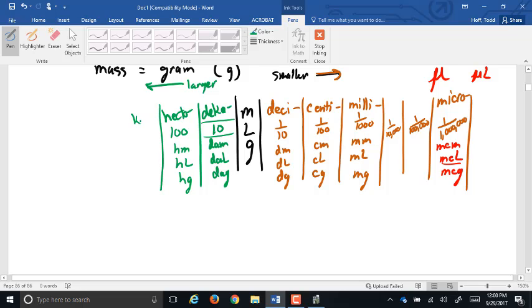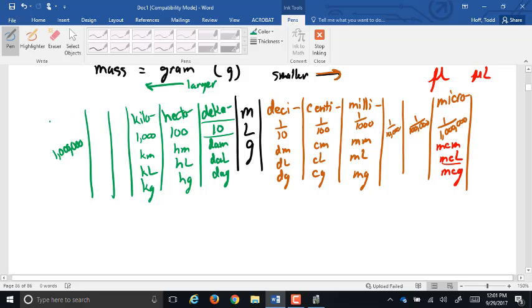And then the big one, kilo, means 1,000. Kilometers is 1,000 meters. Kiloliters is 1,000 liters. And kilograms is 1,000 grams. And then just like on the other side, we didn't do 10,000 or 100,000. We jumped up to the 1 million, which is mega.